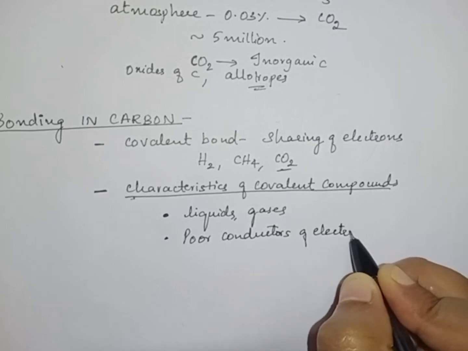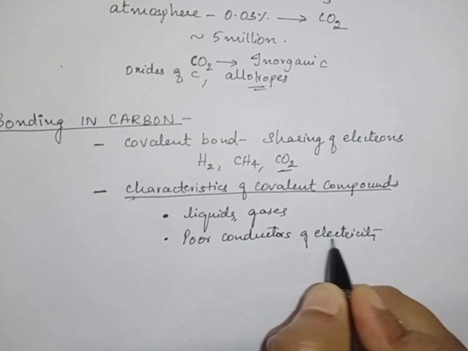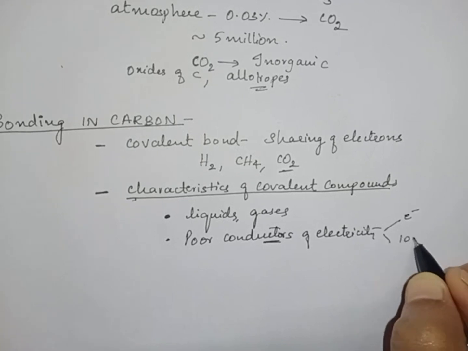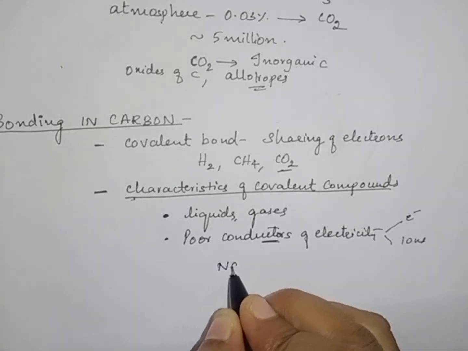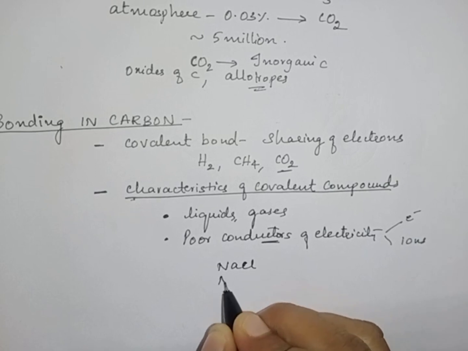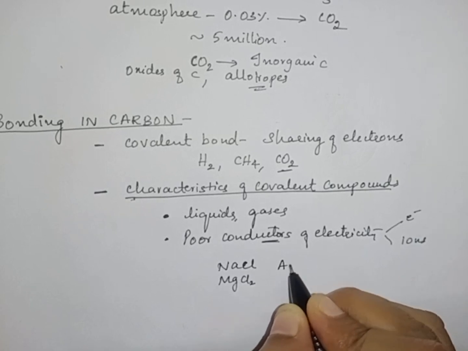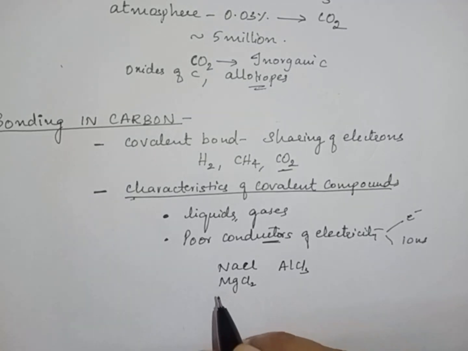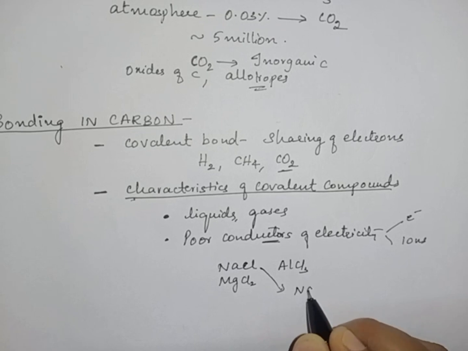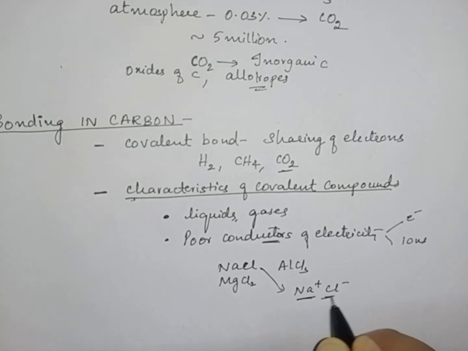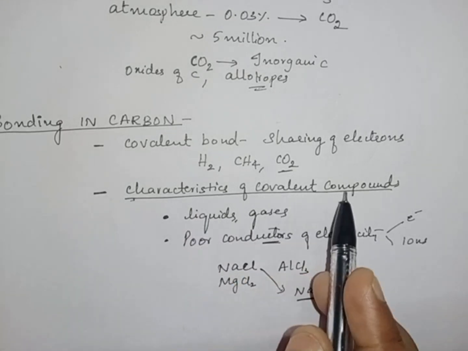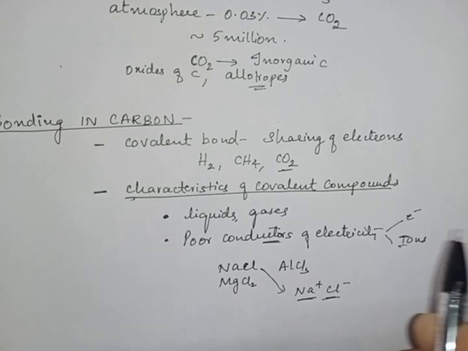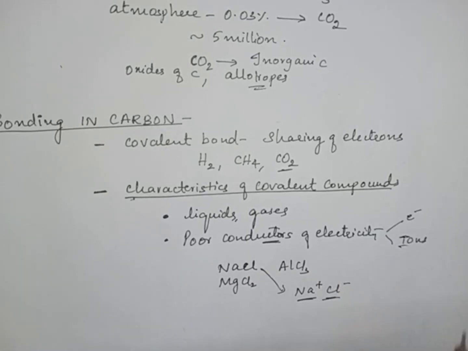Why are they called poor conductors of electricity? Because to conduct electricity, either free electrons should be present or else ions should be present. For example, NaCl is an ionic compound, MgCl2 is an ionic compound, AlCl3 is an ionic compound. When you add this compound to water, it undergoes ionization into Na plus and Cl minus. They will conduct electricity. But in covalent compounds, neither do they have free electrons nor do they have ions. So, they are poor conductors of electricity. Second point.